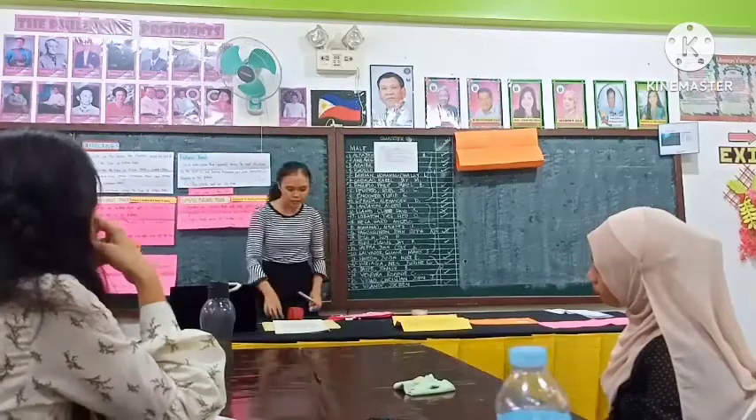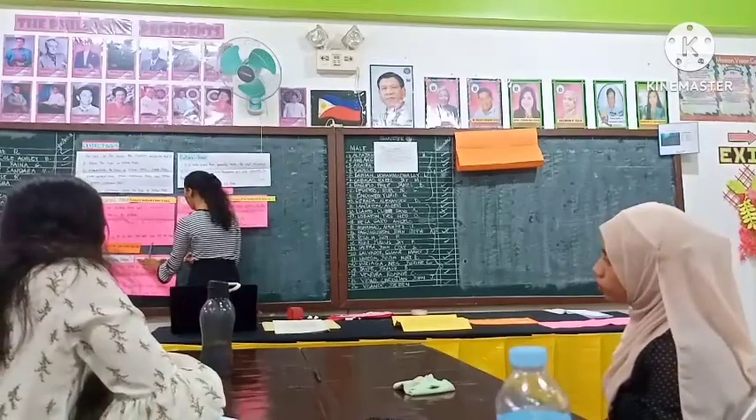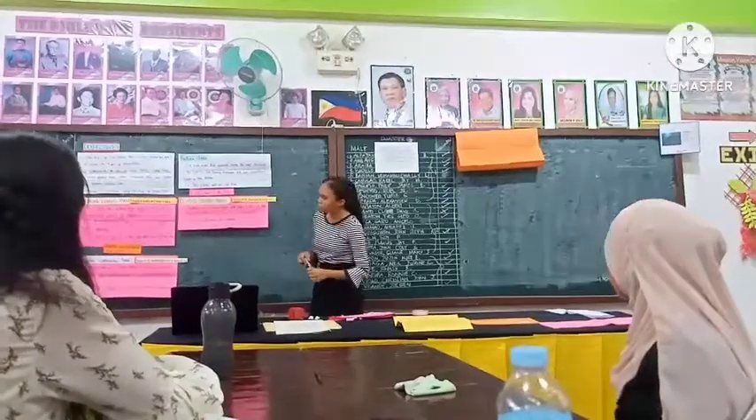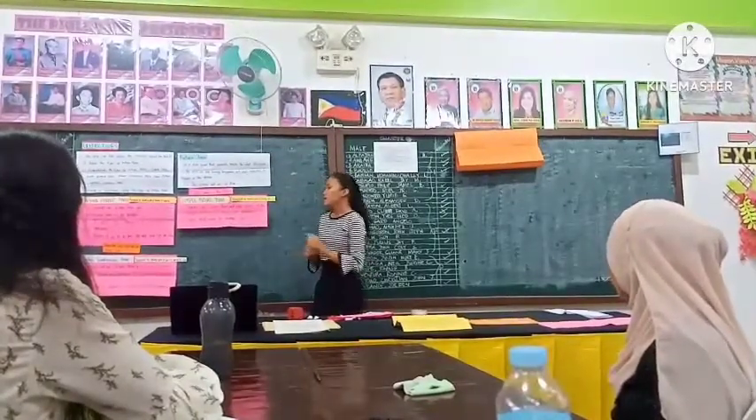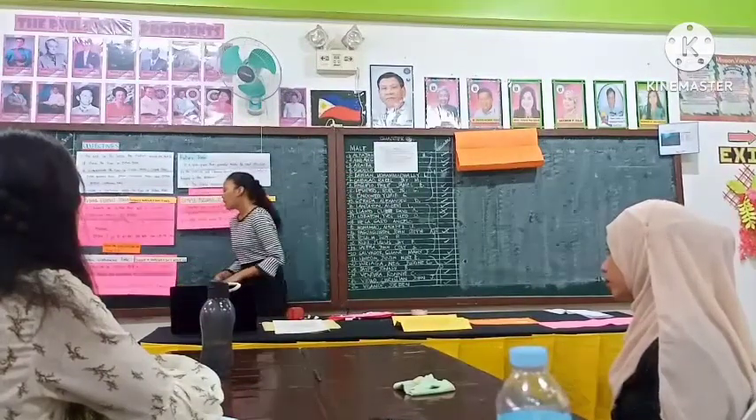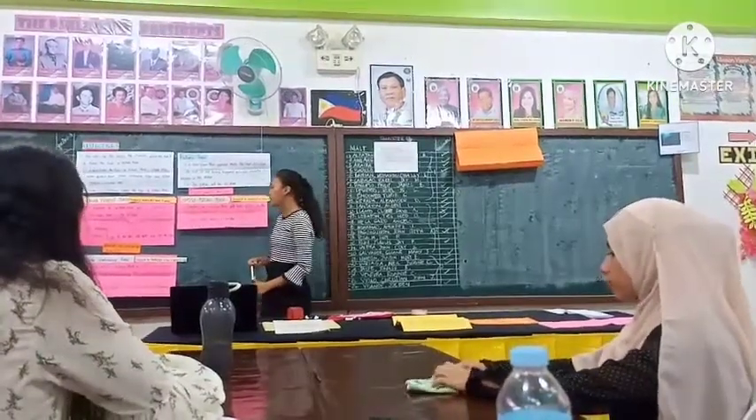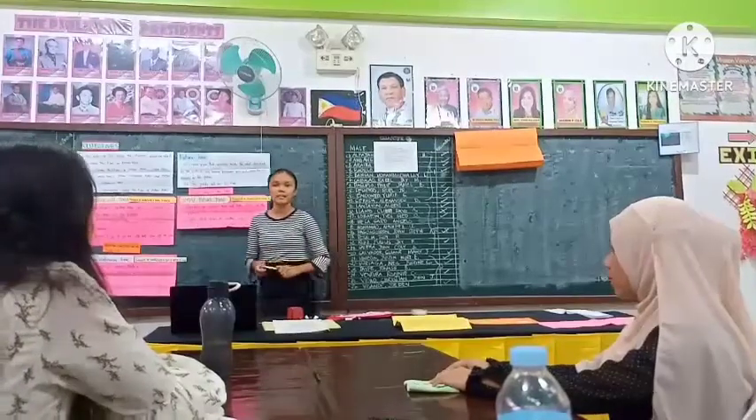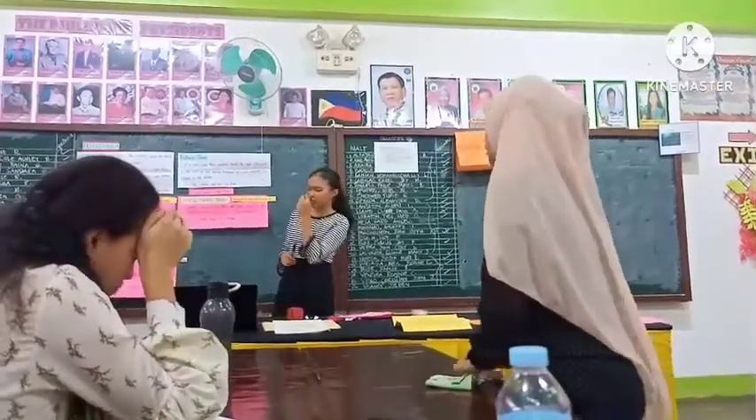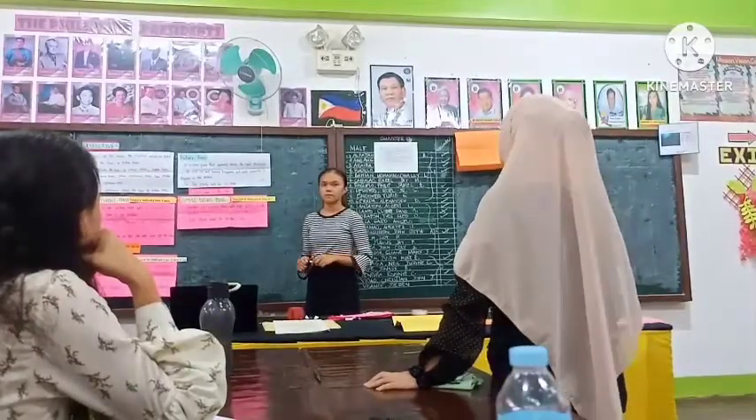So here is the structure of the future continuous tense. The structure is subject plus shall or will, plus be, and verb with ing. So just like this example, I shall be sleeping at around 6 a.m. tomorrow. Another one is she will be watching TV when I come home. So do you understand, class? Yes, ma'am. So Isabel, can you give me an example of future continuous tense? I will be writing articles on different topics.